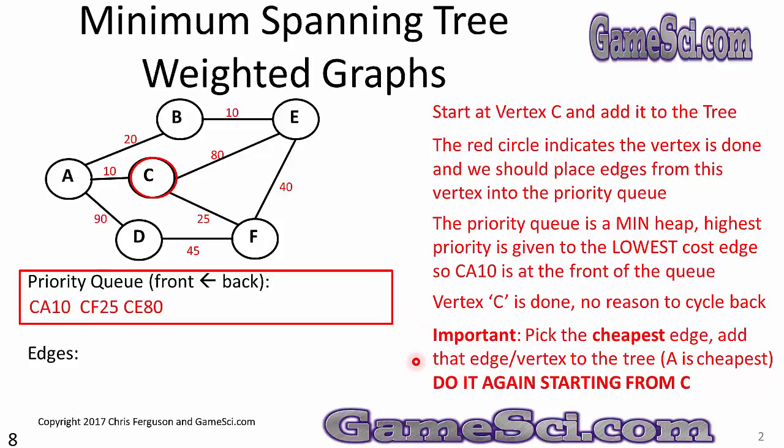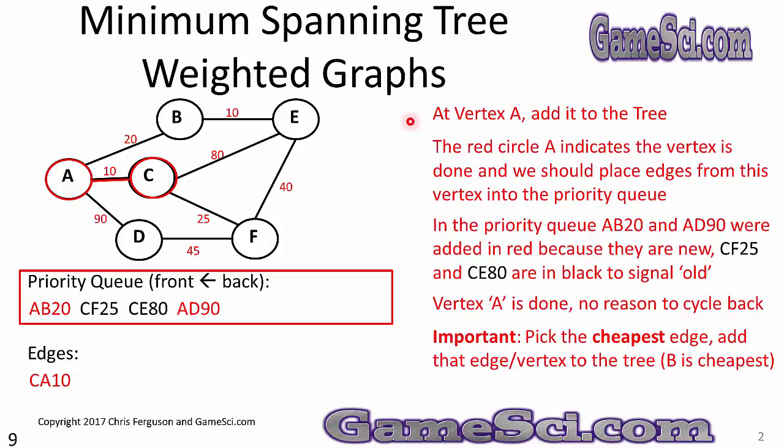Add that edge/vertex to the tree. A is the cheapest edge we can take. Let's add it to the tree. Add vertex A, adding it to the tree. The red circle A indicates this vertex is done. We should place edges from this vertex into the priority queue.